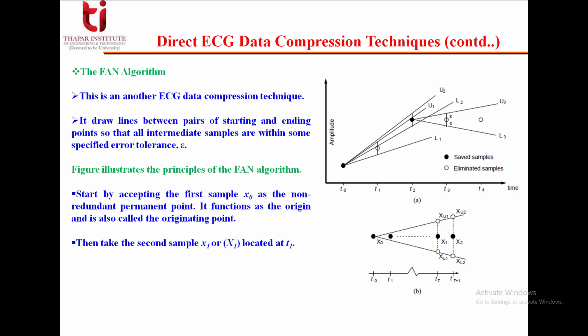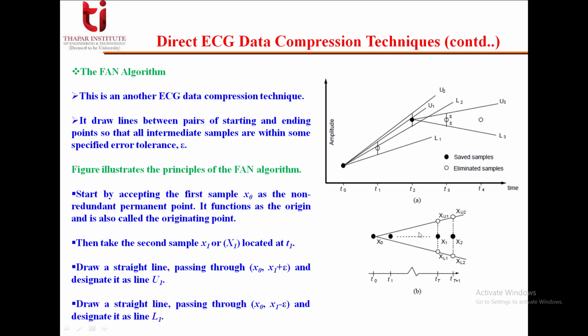Then we take the second sample, x1, which is located at t1. Again, small or capital is the same here. We draw a straight line passing through x0 and x1 plus epsilon and designate it as line U1. As you can see here, this is the U1 line. We draw another straight line passing through x0 and x1 minus epsilon and designate this as L1. So one is x1 plus epsilon, the other is x1 minus epsilon, and we have two lines, U1 and L1.